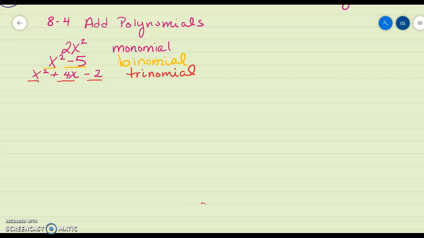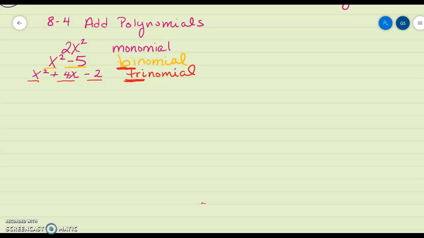So how are we going to remember these words? Well, the two terms starts with bi. The prefix bi means two, such as bicycle, two wheels. The trinomial starts with the prefix tri. Tri means three, like a triangle or a tricycle. So that kind of tells you how many terms you should have.